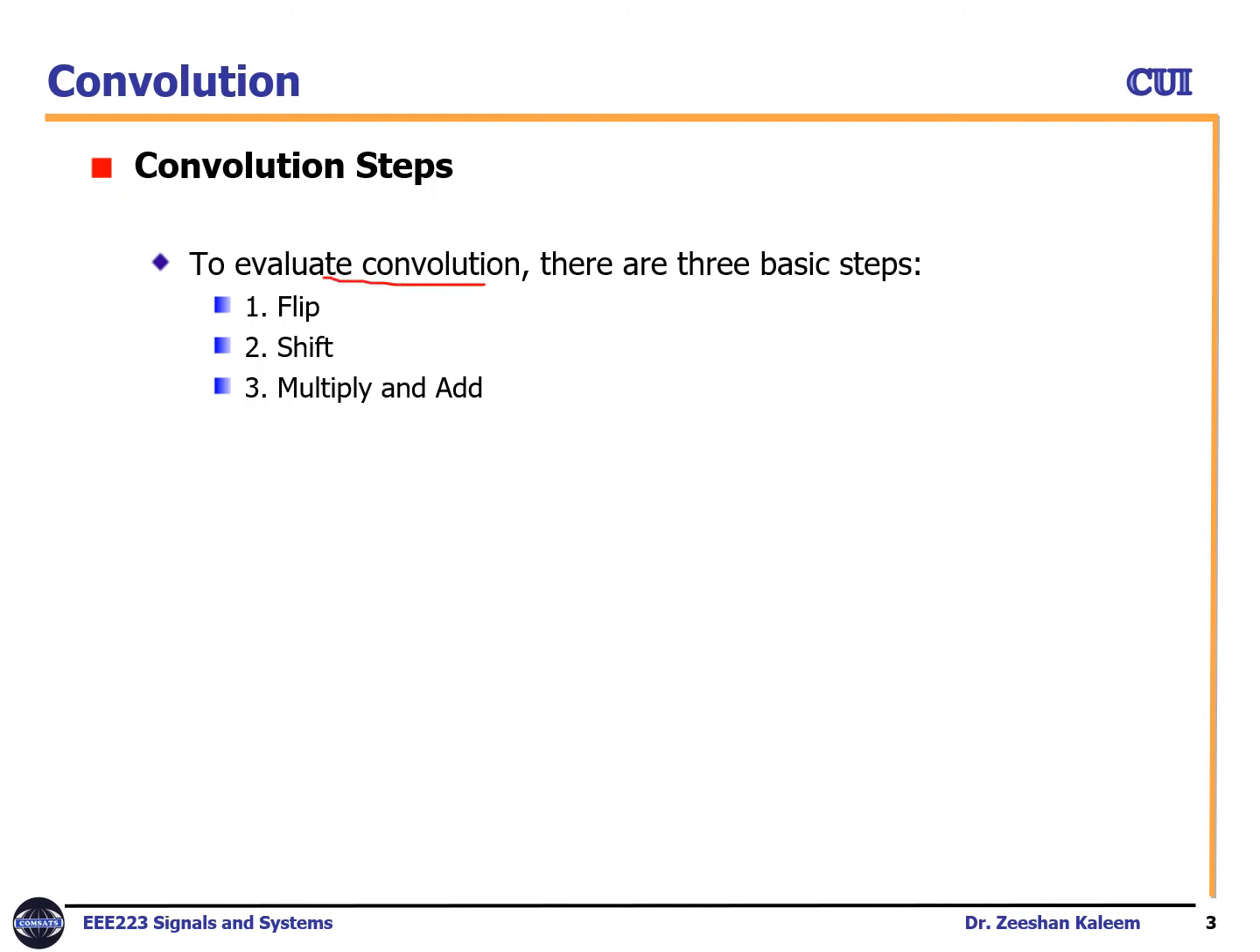To evaluate convolution, there are three basic steps. First, you need to flip, and then you need to shift the signal about the origin t, and then after shifting that, you have to multiply the shifted version and the original signal, and then you have to add them. Okay, these are the steps for convolution. We will see how these three steps are involved by performing some examples.